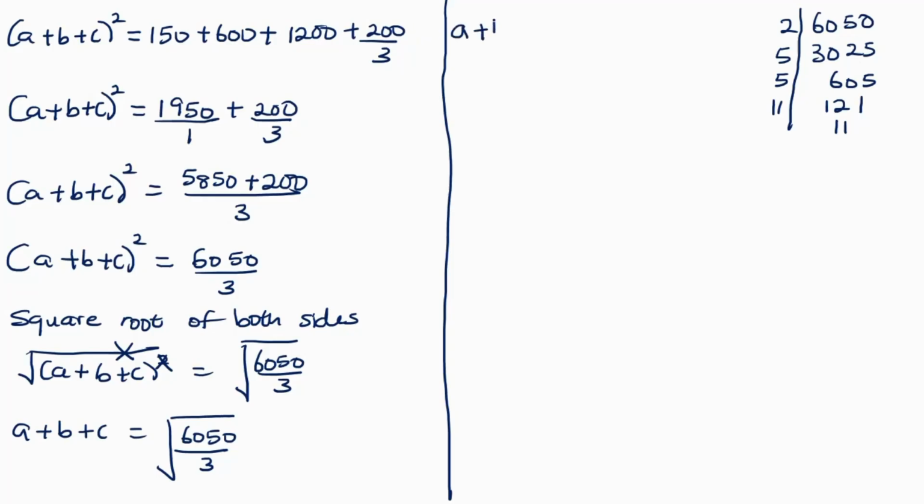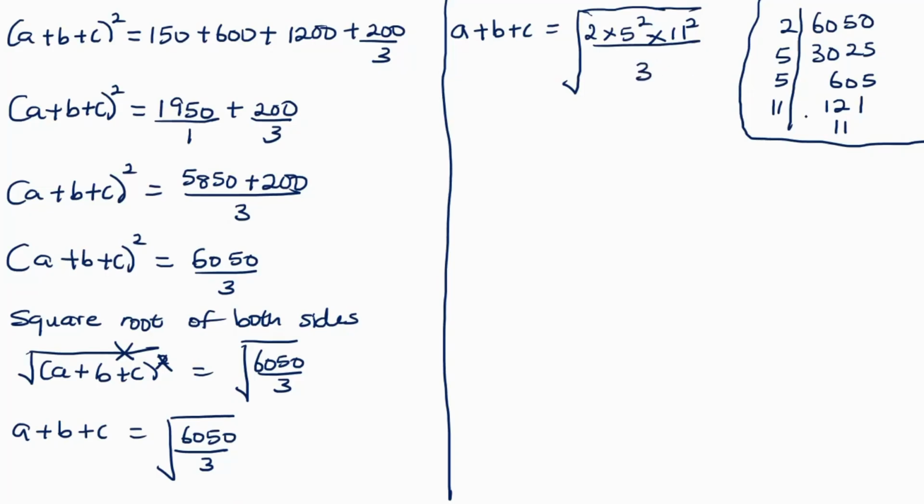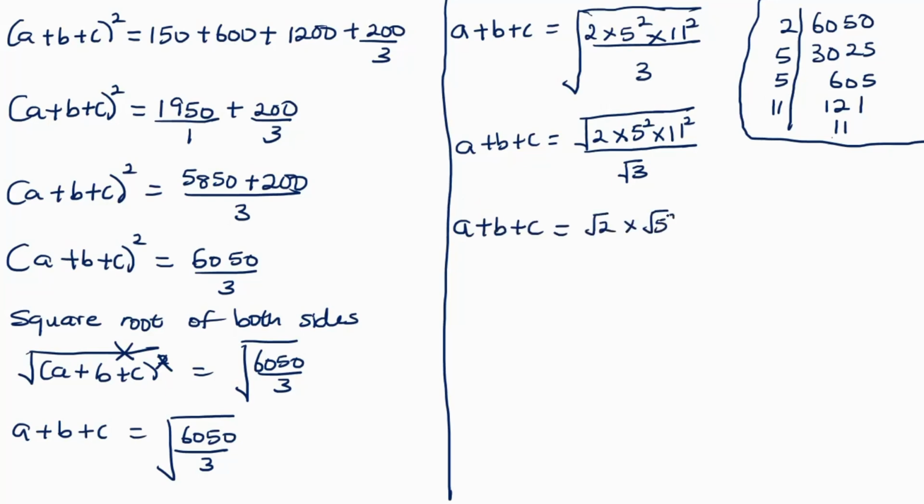So write this in its index form. We have that a plus b plus c is equal to, let's simply box this right here. So we have this to be the square root of 2 times 5 squared multiplied by 11 squared, all over 3. So from this we have that a plus b plus c is equal to the square root of 2 times 5 squared multiplied by 11 squared over the root of 3. We have that a plus b plus c is equal to the root of 2 multiplied by the root of 5 squared multiplied by the root of 11 squared over root 3.